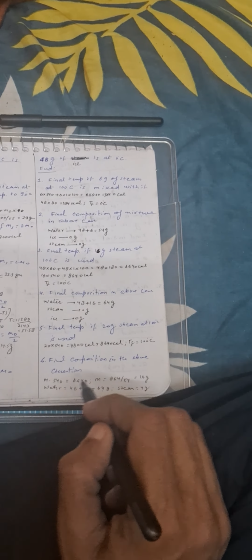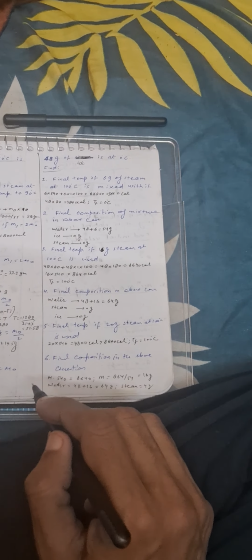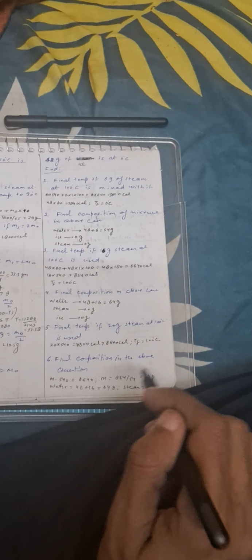So using that, we need to find final composition in the above question. We suppose that m mass of steam condenses, it gives energy 8640. After calculations, we get that as 16 gram. So water will be 48 plus 16, which is 64 gram. So steam will be 4 gram.